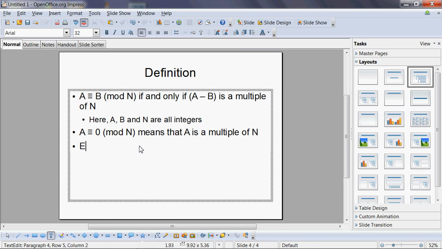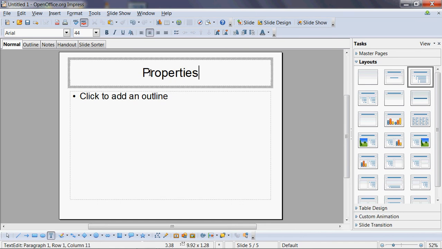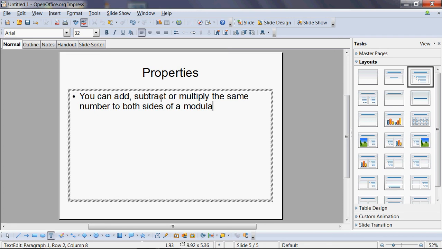Okay, so here I'll give a second example. 16 is congruent to 0 mod 4 because 16 is a multiple of 4. It's quite clear. Okay, so now let us take a look at some interesting properties of modulo arithmetic. You can add, subtract, or multiply the same number to both sides of a modular relation.